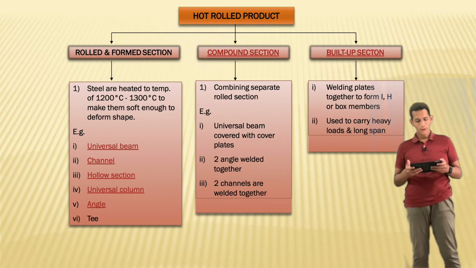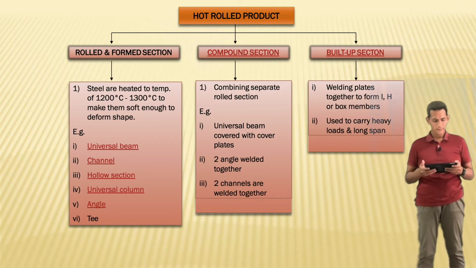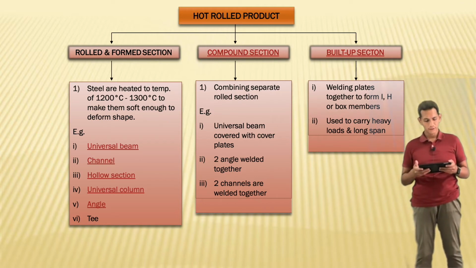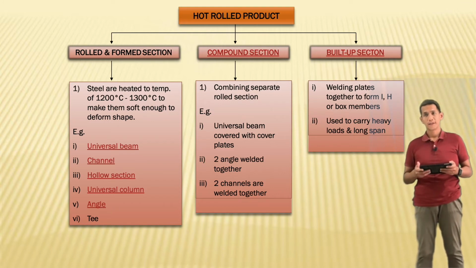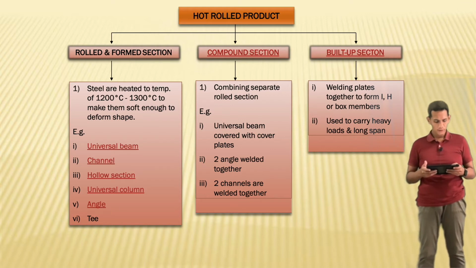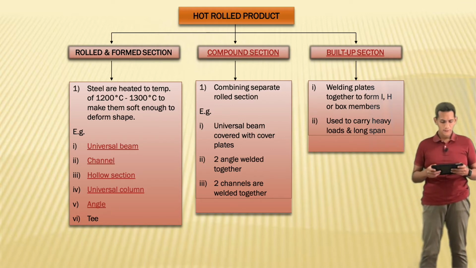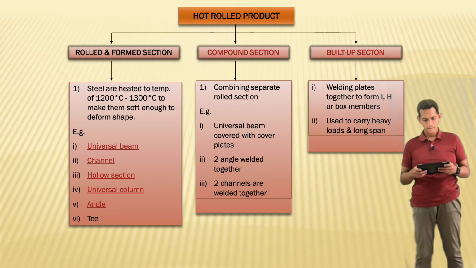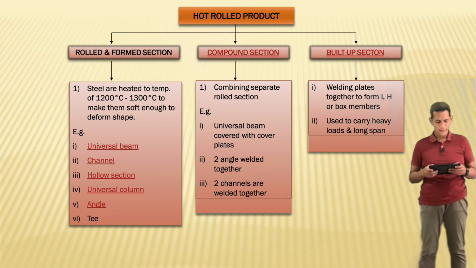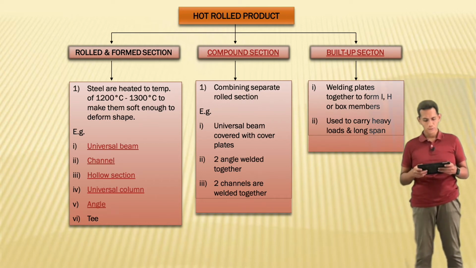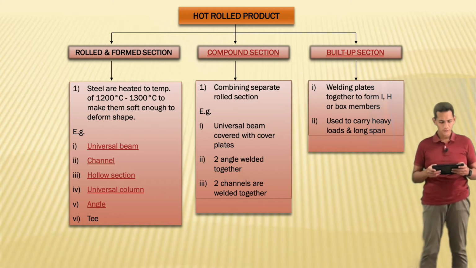And then for compound section, combining separate roll sections. For example, universal beam covered with cover plates, two angles welded together, two channels welded together. And then we have build up section, welding plates together to form I, hinge or box members, used to carry heavy loads and long spans.